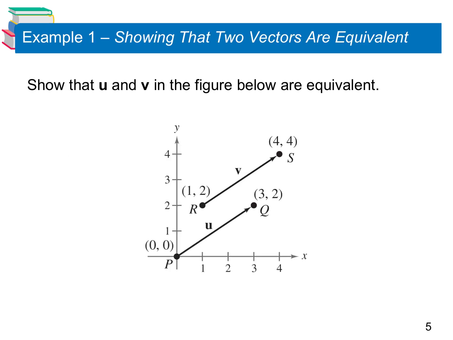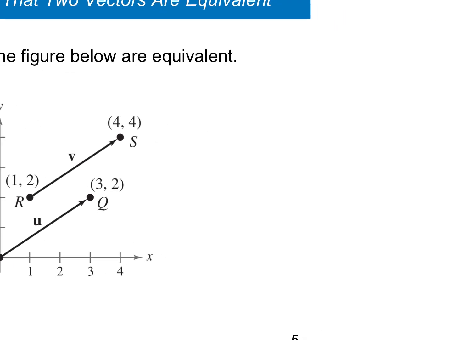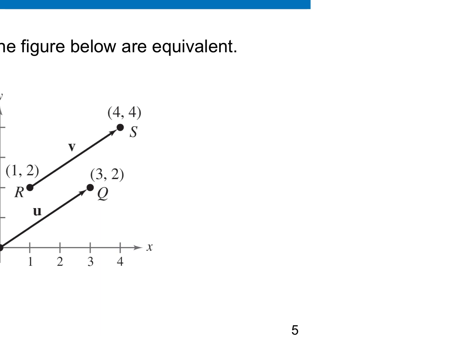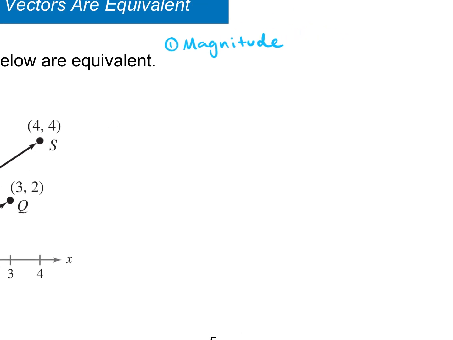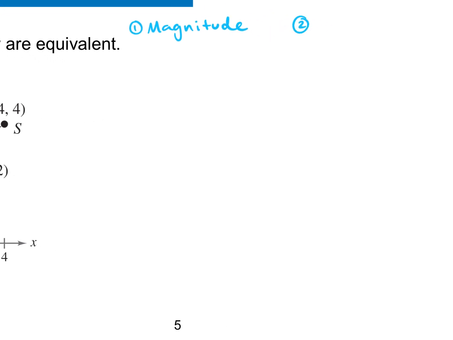In example 1, we want to show that U and V in the figure below are equivalent. There are 2 things we have to check to see if they are equivalent. We have to see if the magnitudes are the same. What else? The magnitude has to be the same, and what else? The magnitude is the distance, so that's the length where we would use the distance formula. But what else has to be the same? Direction.